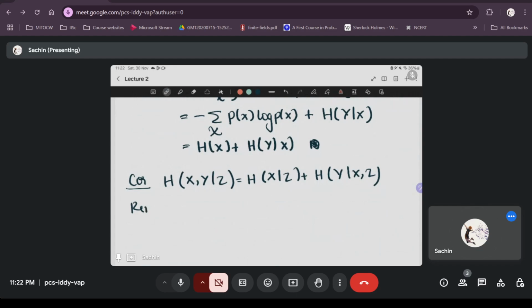And one thing to always keep in mind is that h of x given y need not be equal to h of y given x in general. It can be equal, but not for any two random variables.